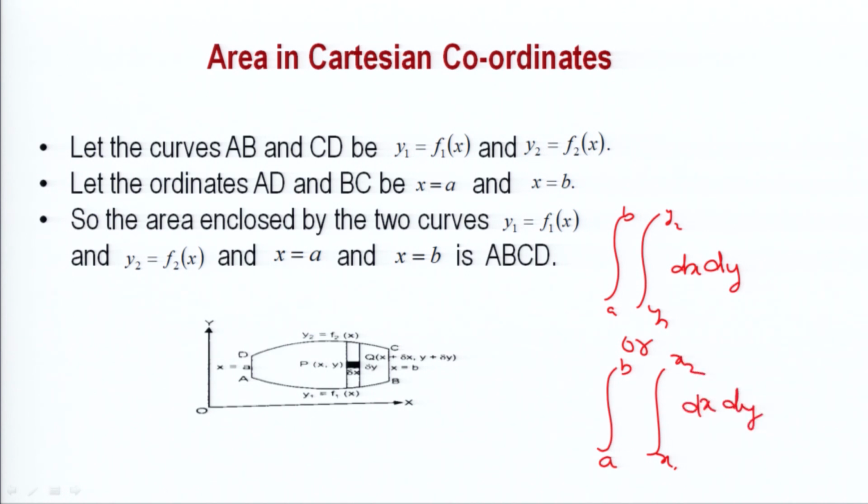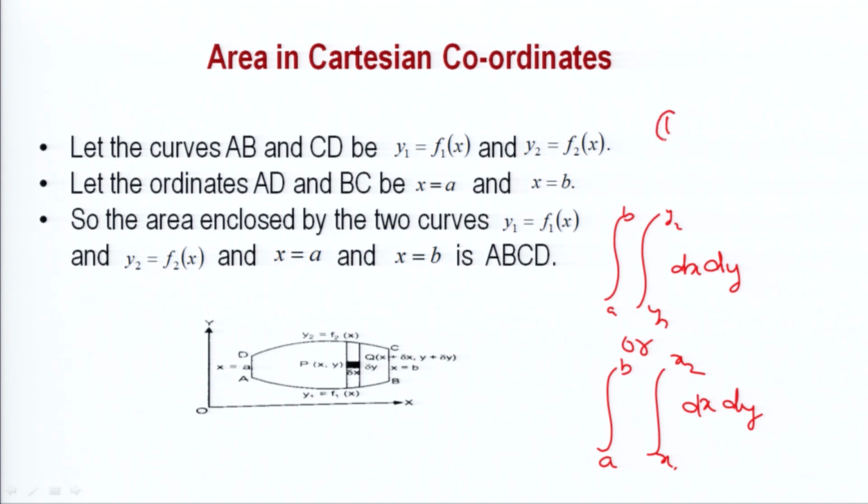Okay. There are two integrations where y1 y2 is a limit of y in the function of x, and x1 x2 is a limit for x in the function of y. a b is a constant value. For double integrations, we use the Cartesian form or the polar form for finding the area of the enclosed curve. We have two methods.